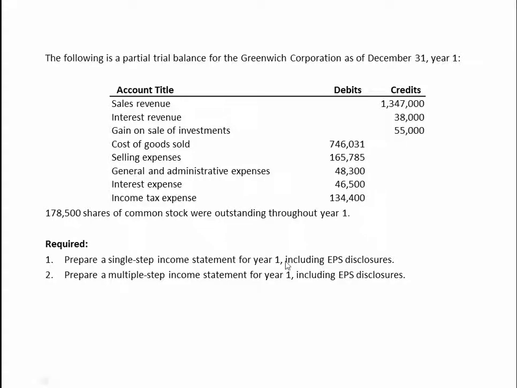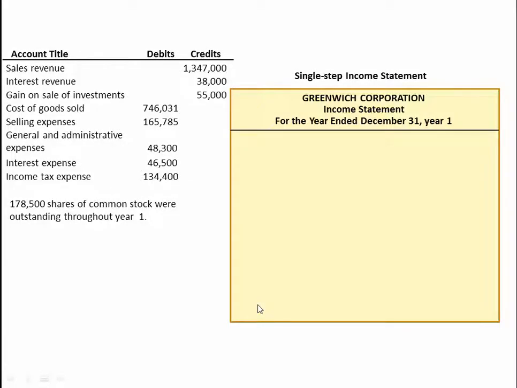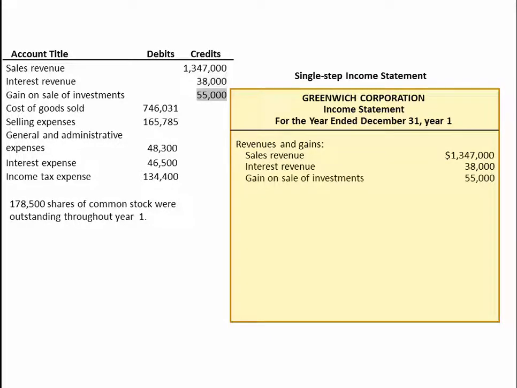So prepare a single step income statement, year 1, including EPS disclosures, and the same thing with the multiple step income statement. So here's part 1. Here's what we saw on that prior page, same exact information. We're going to do a single step income statement. So revenues and gains. From the simple approach, we're going to have sales revenue, 1347, interest revenue, gain on sale of investments, and we have total revenues and gains. Again, simplicity.